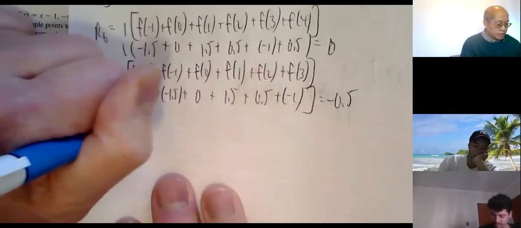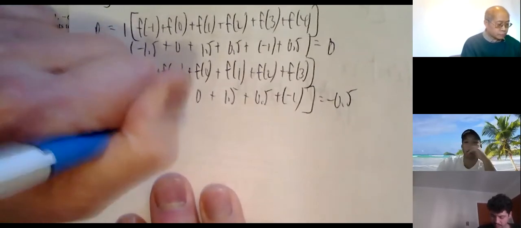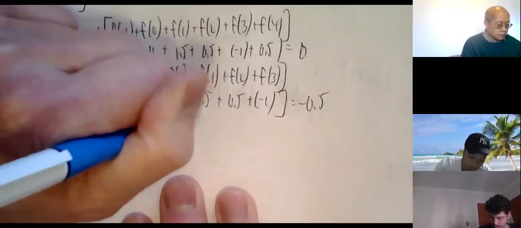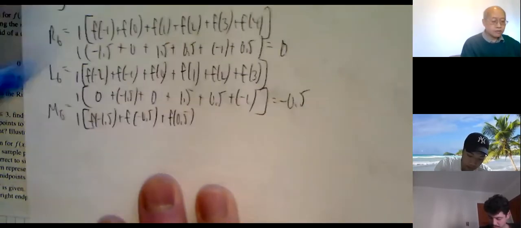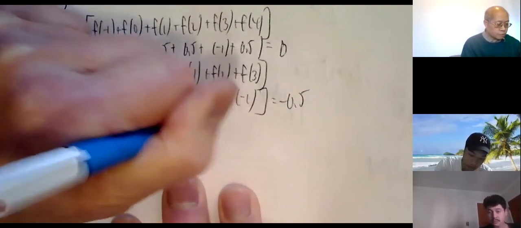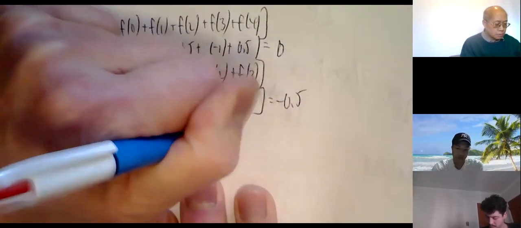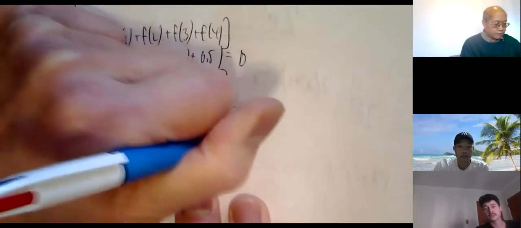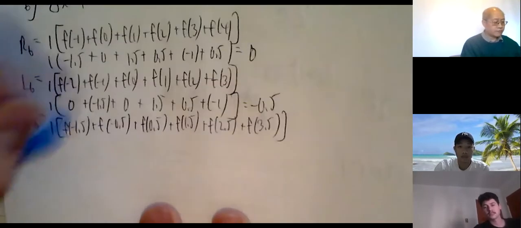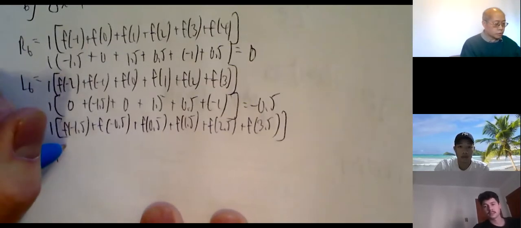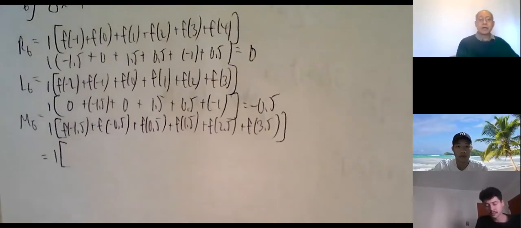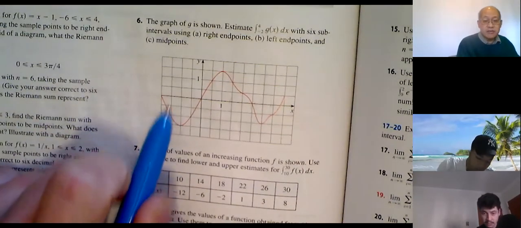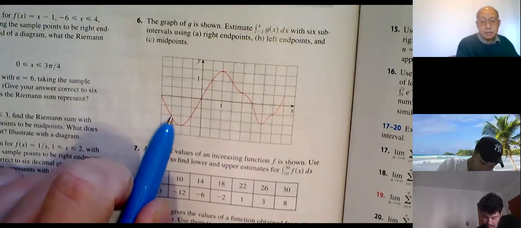Okay, so I have f of -1.5 plus f of -0.5 plus f of +0.5 plus f of 1.5 plus f of 2.5 plus f of 3.5 equals 1 times. Okay, so these are all brand new. I have to read them off. So f of -1.5 is -1.5.